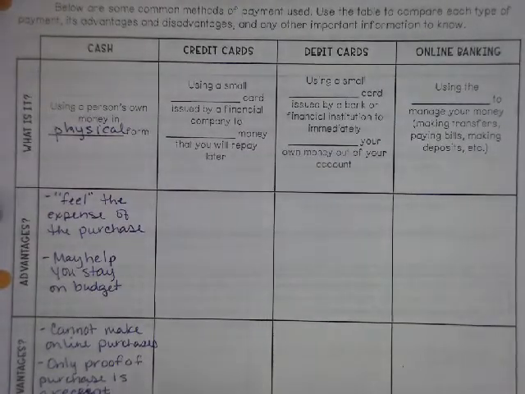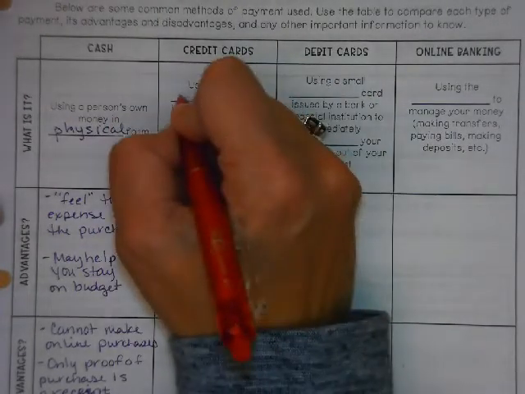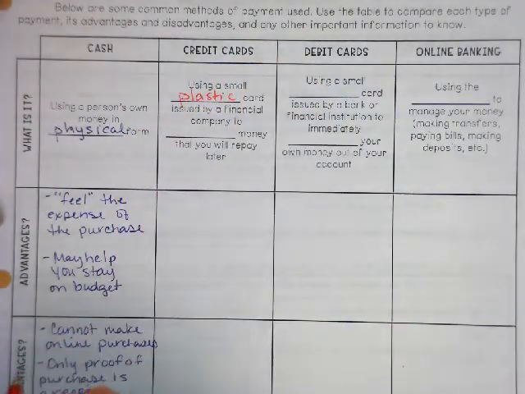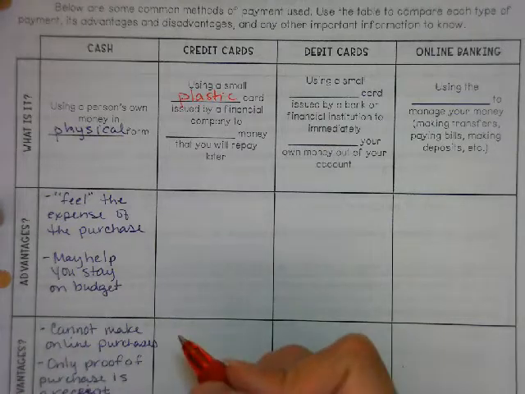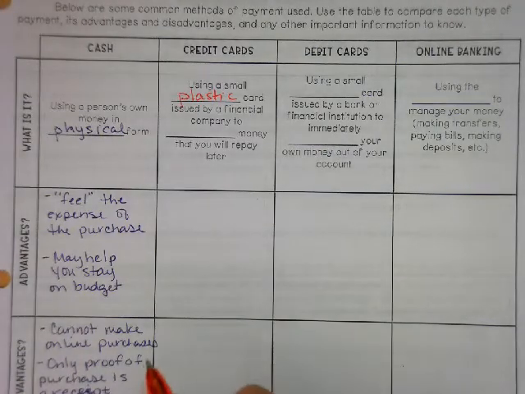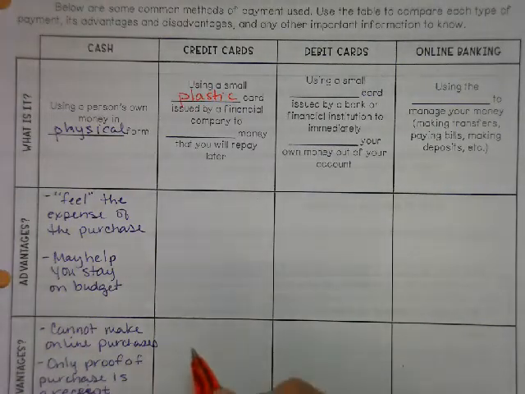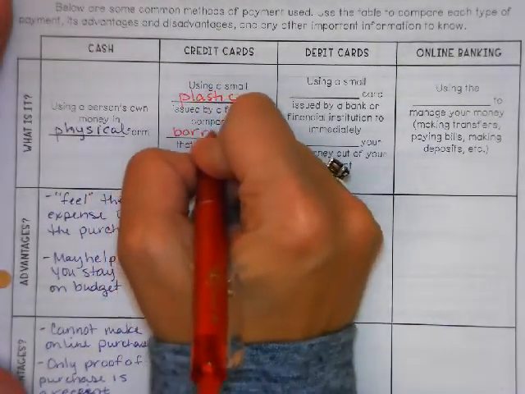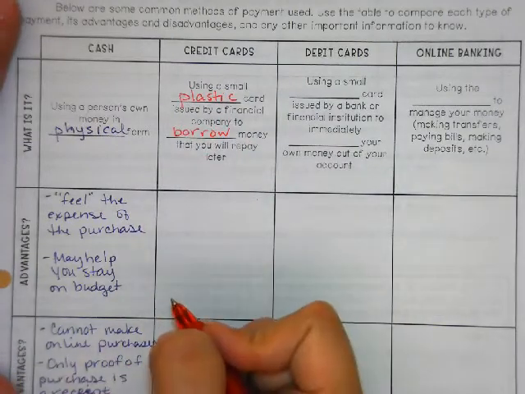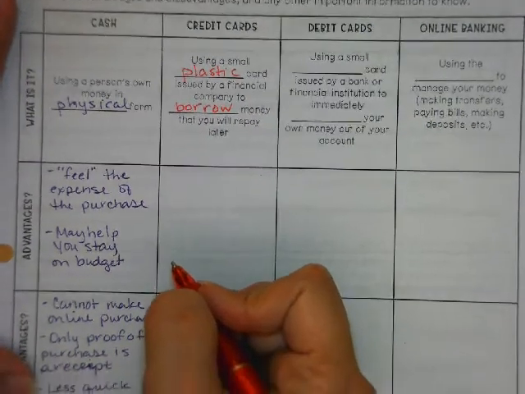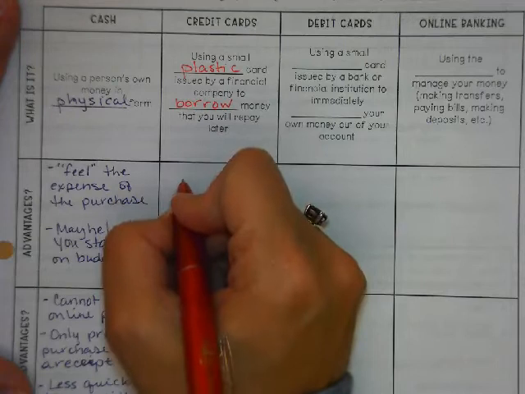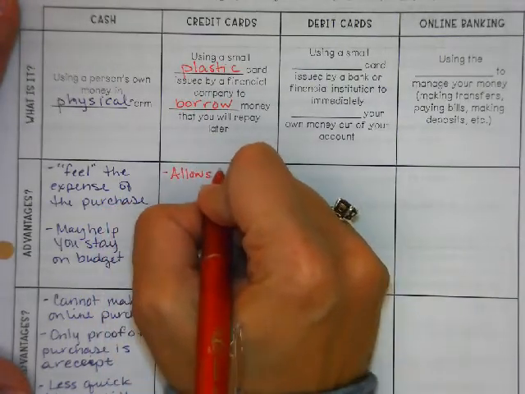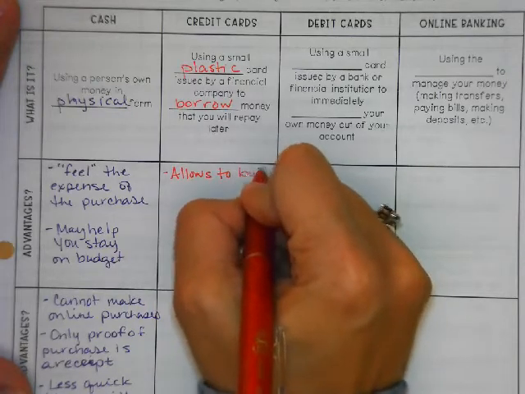Credit cards, so we've been talking about credit cards as well. Credit cards, that means you're using a small plastic card issued by a financial company, meaning a bank or credit union, something like that. And you're going to use it to borrow money that you have to repay later. So the advantages of this, we've talked a little bit about this in class. This allows you to build good credit.